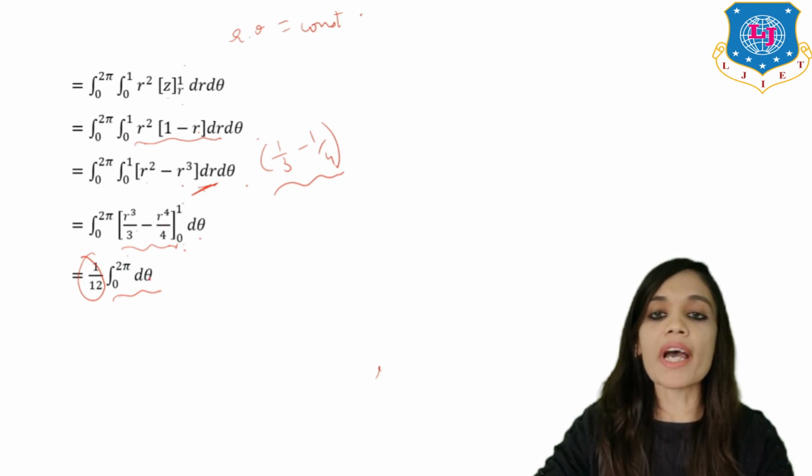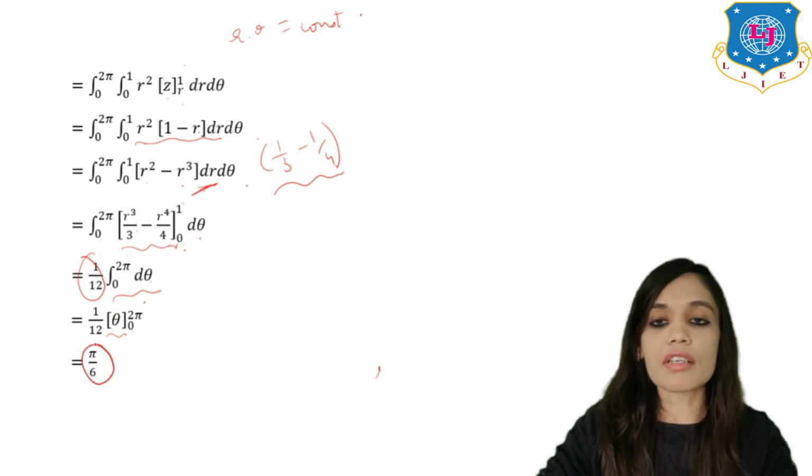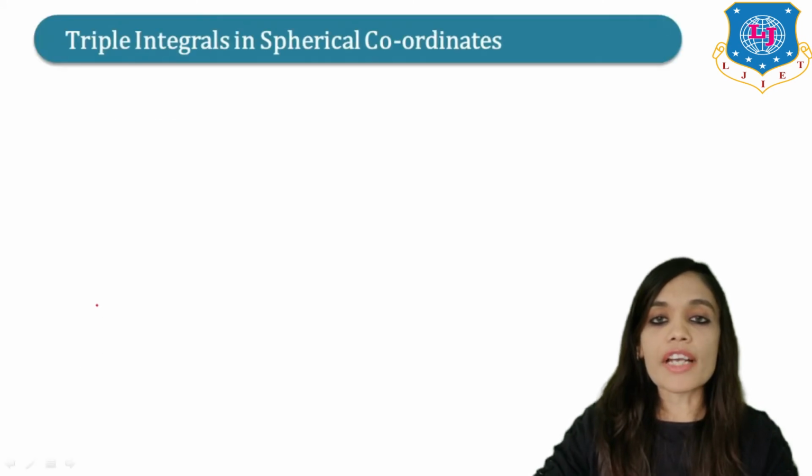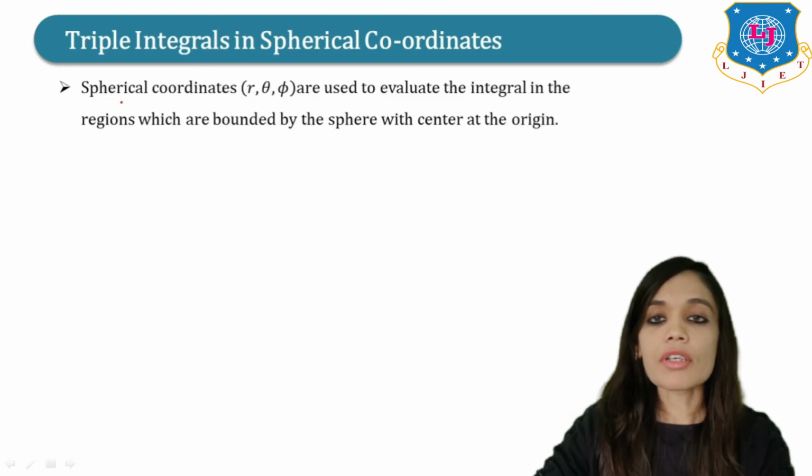And what will remain? Integration 0 to 2 pi d theta, right? Now integration 1 d theta will be equal to theta, and the limits are 0 to 2 pi. Finally put the limits. So you will get your answer as what? Pi by 6, right?